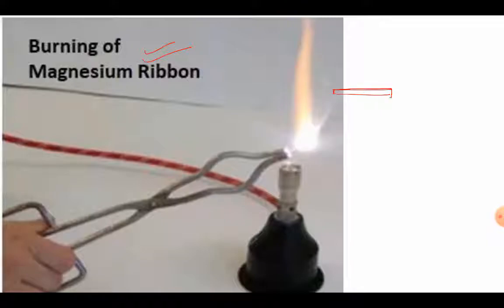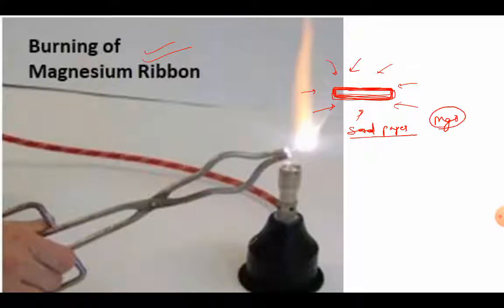So suppose that this is the magnesium ribbon. It will be attacked by the moist air, or the air which is in the surrounding, and it will get coated with a very thin layer of white magnesium oxide. Whenever we have to burn this magnesium ribbon, first of all we have to rub it using a sandpaper. When we rub the magnesium ribbon using a sandpaper, the protective oxide layer will be removed and we are left with the magnesium ribbon, and it will burn very smoothly.